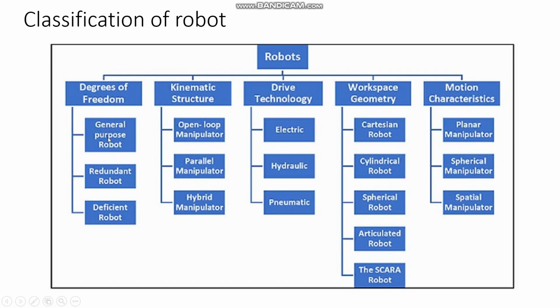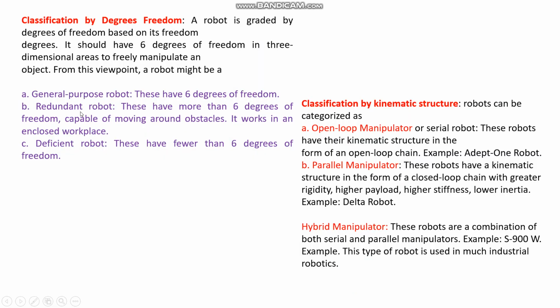With respect to degrees of freedom, you have general purpose, redundant, and deficient. General purpose means you have at least 6 degrees of freedom. A redundant robot means more than 6 degrees of freedom. Sometimes, in addition to linear movements, some rotary movements will be provided. So that is called redundant, more than six. Some deficient robots are also there. It is like less than 6 degrees of freedom. For some industrial applications, if the floor height or ceiling height is very low, Z plus movement will not be permitted. So at that time Z plus movement is arrested, and we will get only 5 degrees of freedom.